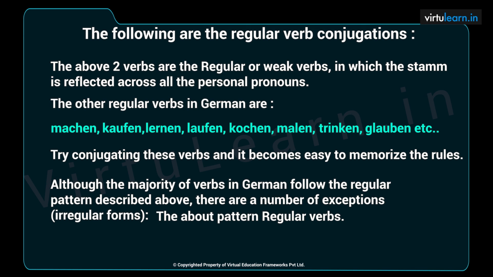As mentioned earlier, make a tabular column as we have shown you here to conjugate wohnen and kommen, and start conjugating each and every verb from the regular verbs. This practice helps you to be more perfect in your verb conjugations.